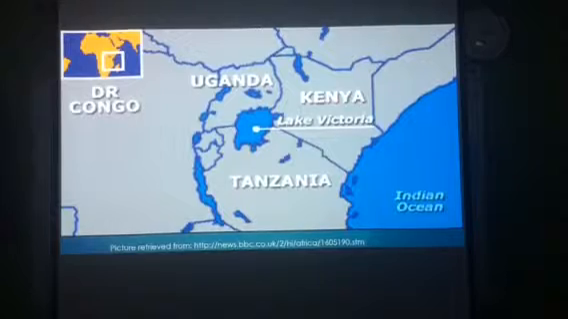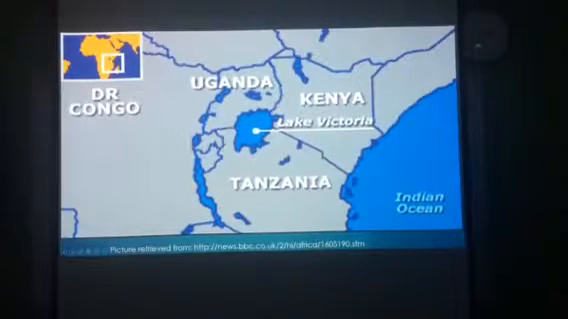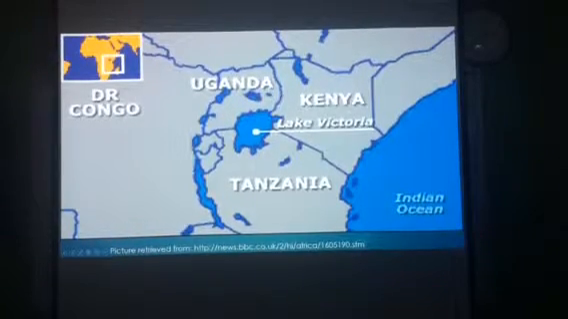Lake Victoria is also separated between three countries, as depicted here. It is separated between Uganda, Kenya, and Tanzania. Tanzania representing the largest portion of the lake.